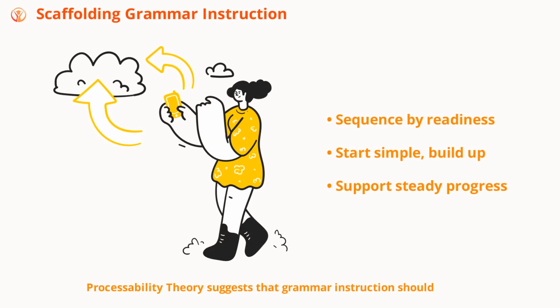Processability theory suggests that grammar instruction should be sequenced according to learners' cognitive readiness, not just grammatical complexity. Teachers can scaffold learning by starting with simple structures and gradually introducing more complex ones as students are ready. This approach helps prevent frustration and supports steady progress in language development.